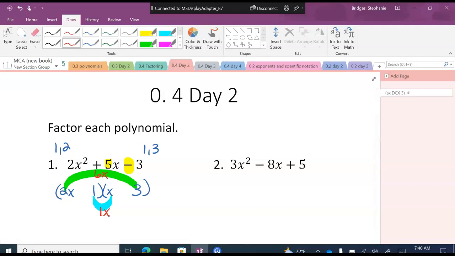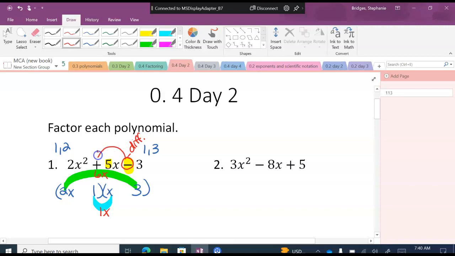If I had put the 3 first and the 1 second, that would not have worked, and I would have had to switch them. Now we have to figure out our signs, and our signs are going to be exactly the same as yesterday. Remember, if our second sign is a minus, that means my signs are going to be different. I'm going to have 1 plus and I'm going to have 1 minus.